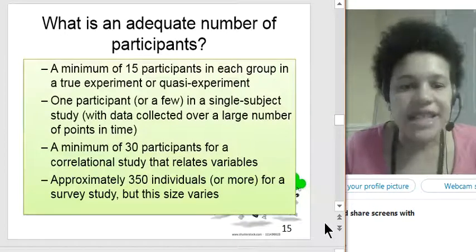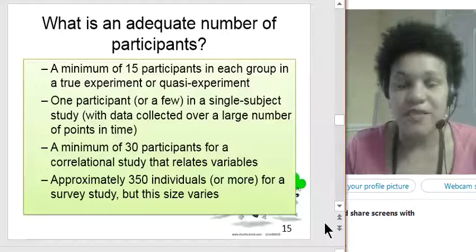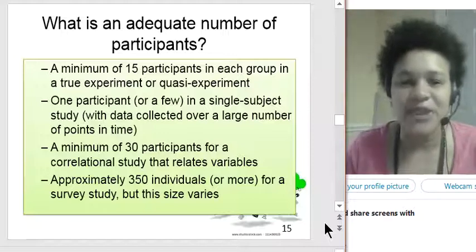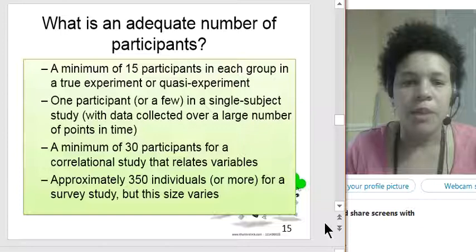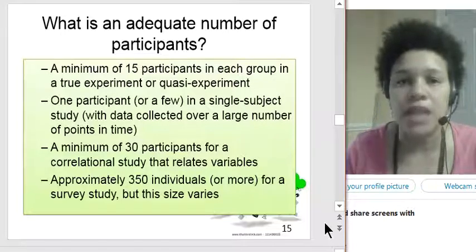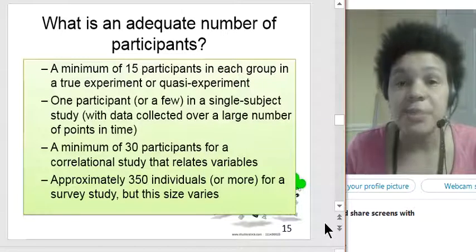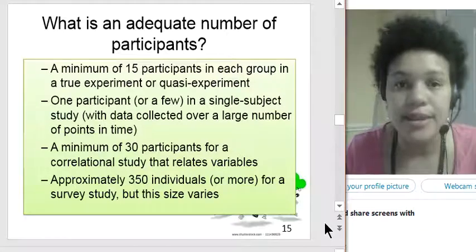With a single subject study, one participant is enough. That's why it's called a single subject study. But you might have a few, maybe 3 or 4. But what you're looking for there is data collected over a large number of points in time. So I might be expecting to see for each participant at least 10 data points, let's say.